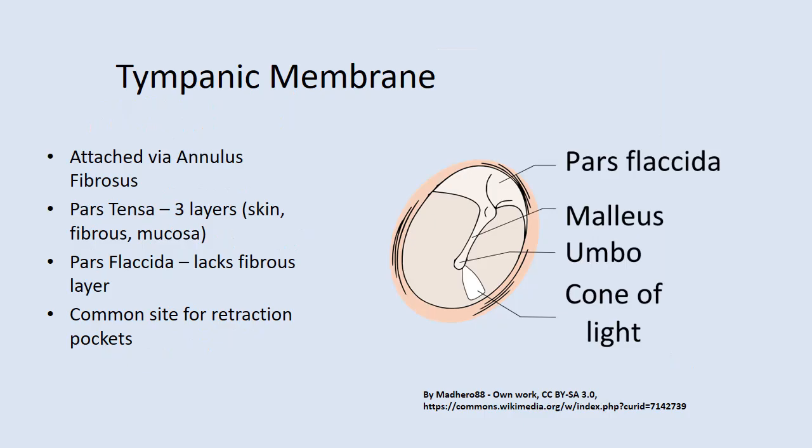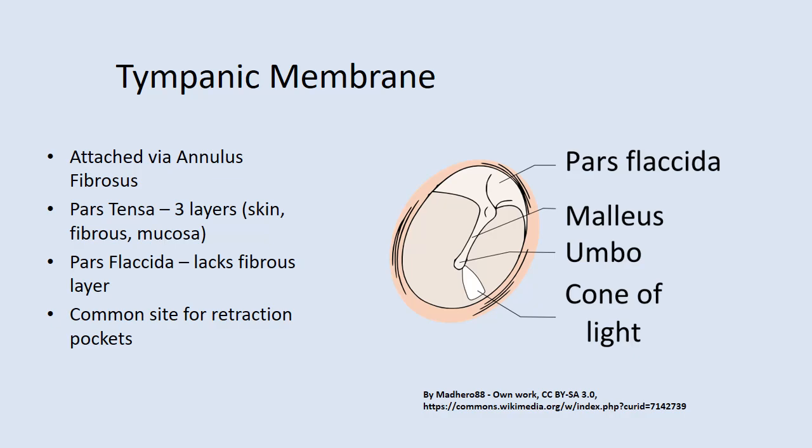At the end of the canal lies the tympanic membrane or eardrum. It's attached to the temporal bone by a fibrous ring called the annulus fibrosus. The membrane itself is divided into two key parts. Most of it is the pars tensa, which consists of three layers: skin, fibrous tissue and mucosa, coming from the ectoderm, mesoderm and endoderm respectively.